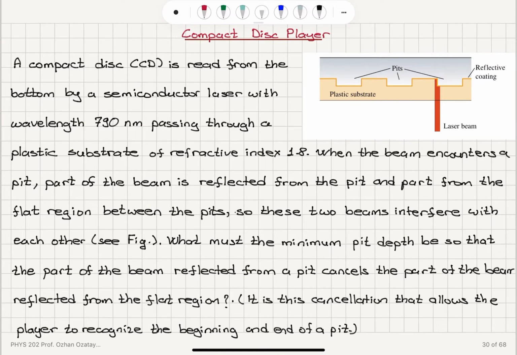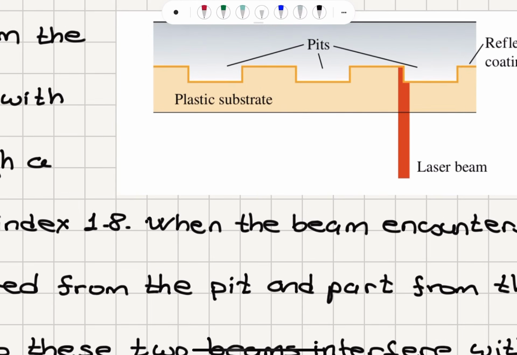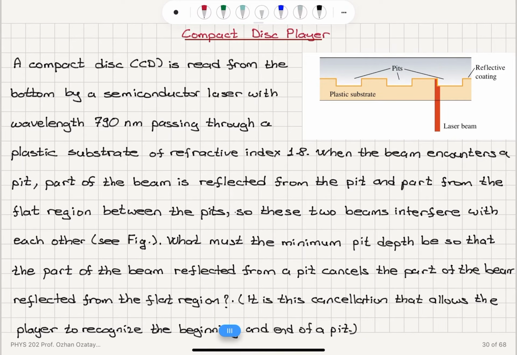Okay, so we're talking about a compact disc player where we read from the bottom of the plastic substrate by sending a laser beam with a semiconductor laser of wavelength 790 nanometers. The plastic substrate has an index of refraction 1.8, and we look at the interference at a step here. So we have the pit and the flat region between the pits. So we have the interference of these two rays hitting this edge and giving us a minimum that basically gives us the beginning or end of a track.